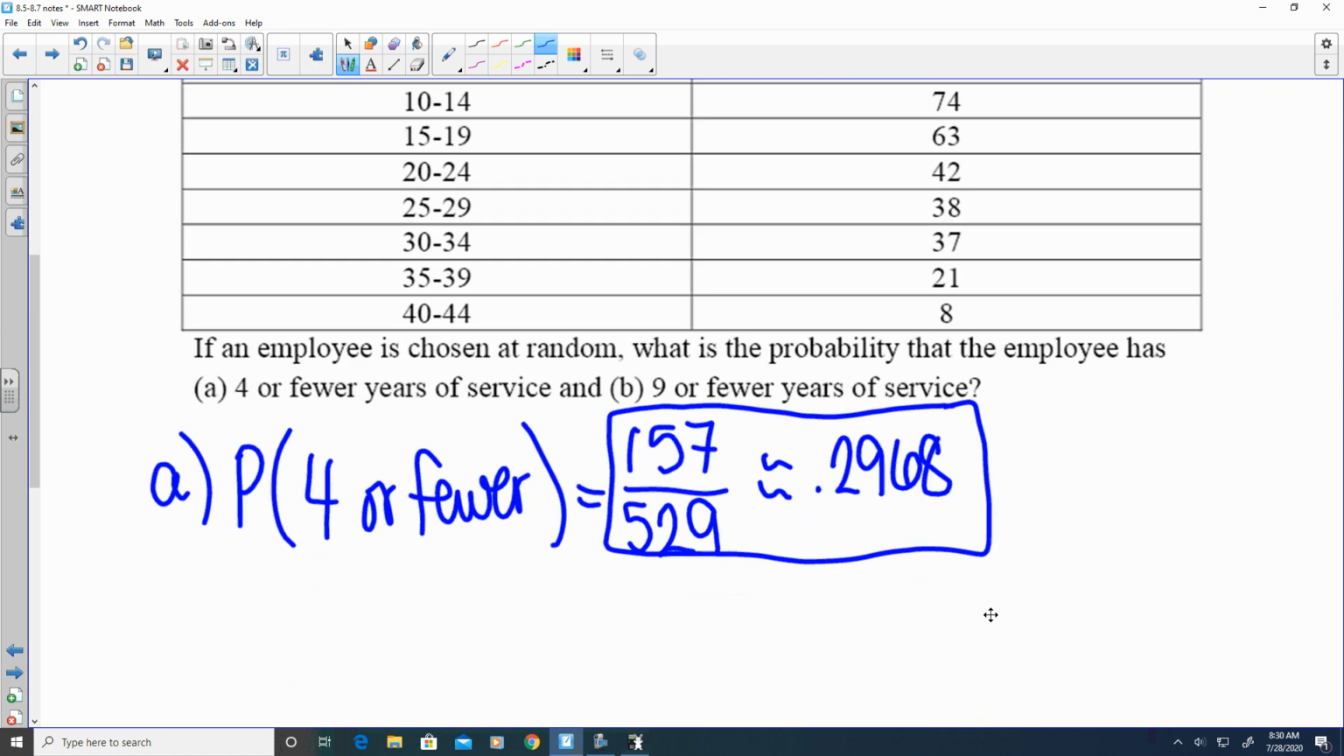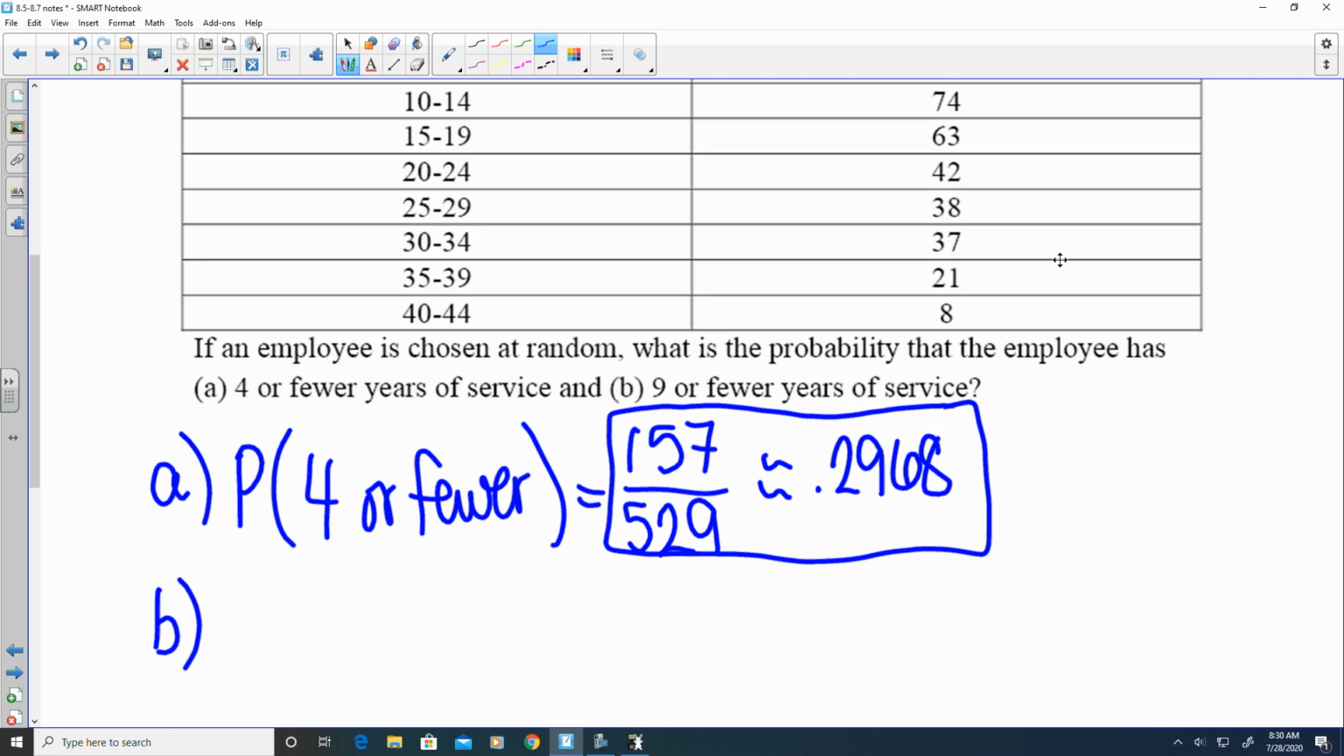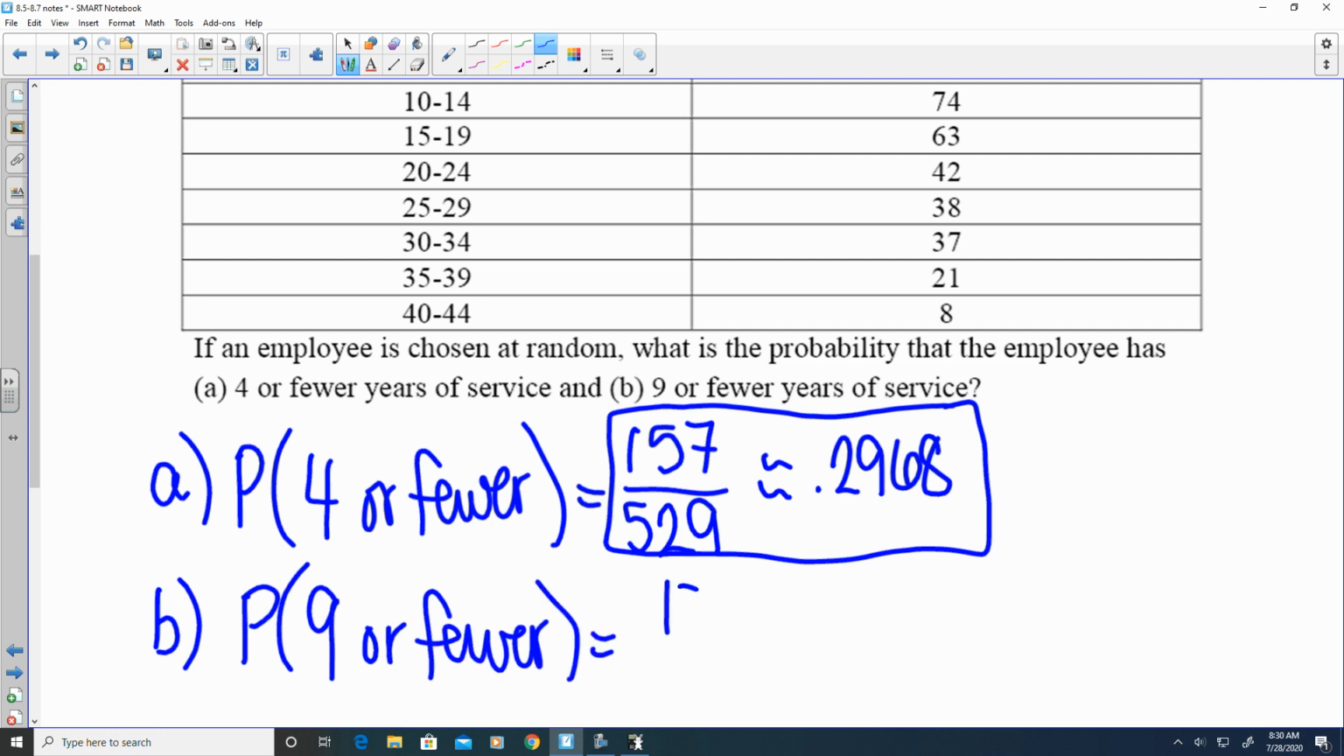And then 9 or fewer on letter B. So now we have to look at 9 or fewer. This is multiple categories. Here we have the 5 to 9 and we have the 0 to 4. But since you can't have an employee who has worked both 0 to 4 or 5 to 9, there's no overlap. These are mutually exclusive, so I just have to add up the 2 categories for 0 to 4 and 5 to 9 and then divide by the total. So that's 157 and 89 all over 529.